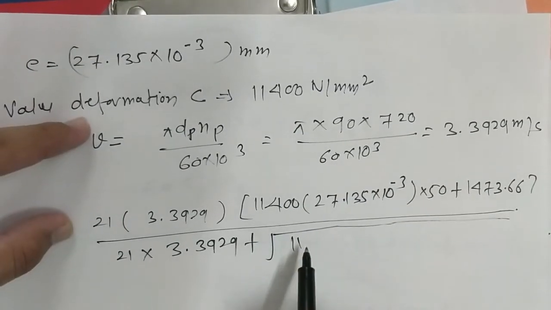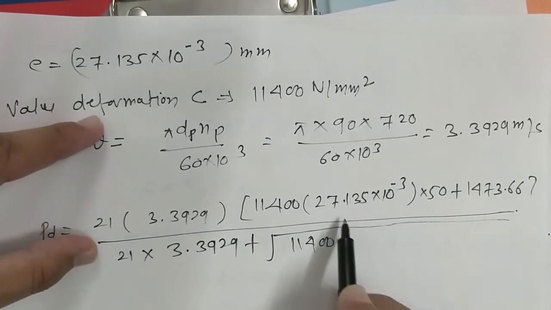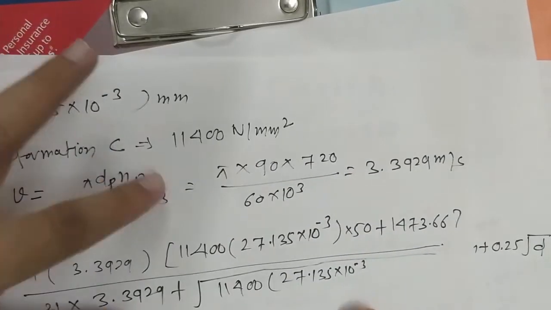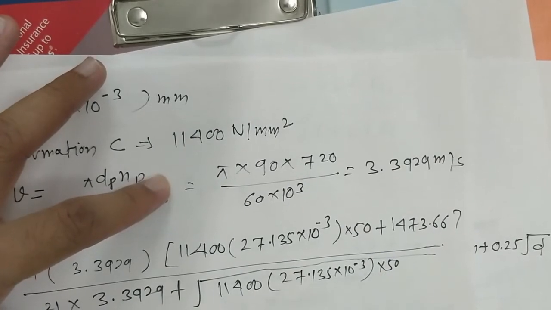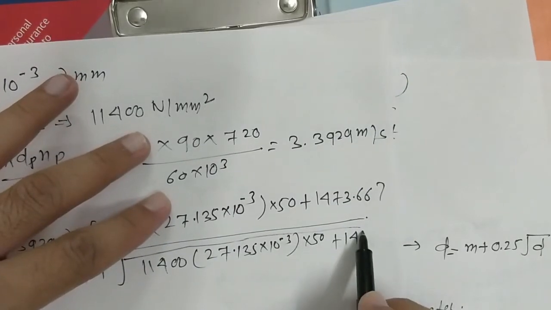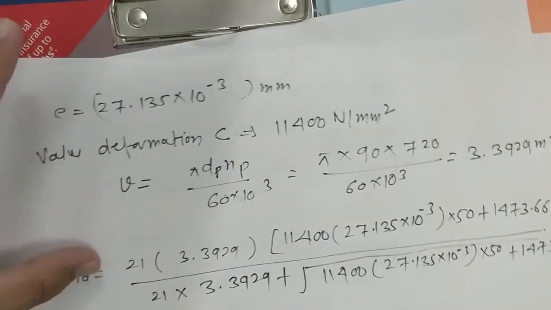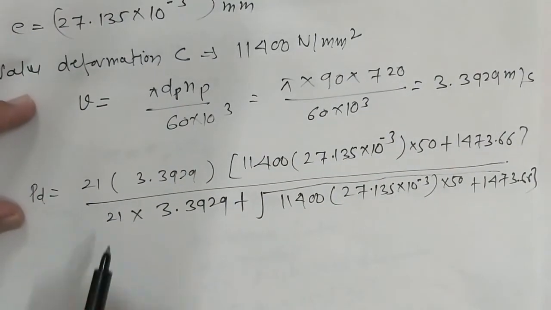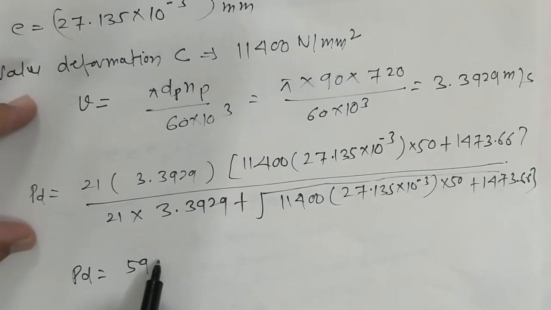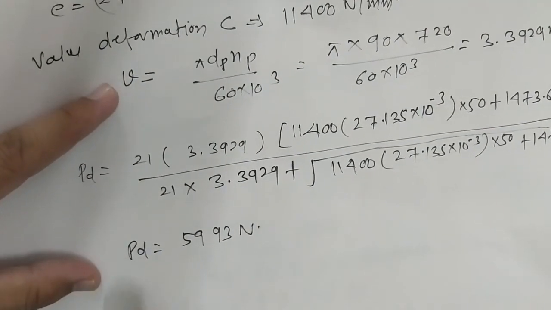So again C is 11400 and E is 27.135 into 10 raised power minus 3 multiplied by face width 50 plus PT 1473.66. So after calculation we will have value of PD as 5993 Newton. So this is dynamic load.